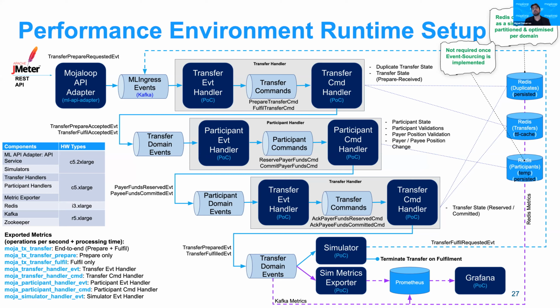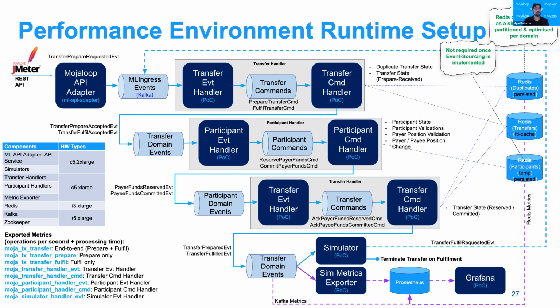It's also worth mentioning that depending on how we implement the duplicate checks, at the moment, as I said, we're just storing the transfer IDs themselves. If in future we move to something like a Bloom filter, we could also remove the duplicate Redis persistence store as well, since we can handle the processing of those duplicates in memory by using something like a Bloom filter.